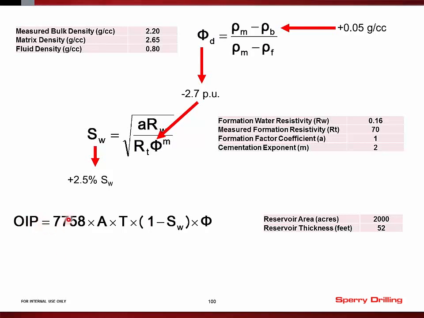The way this is calculated is there's a constant which takes care of the units, the area times the thickness of the reservoir. In this case, with this constant, this is an area in acres and a thickness in feet. You'll find other versions of this equation which use different units for that. But area times thickness is the volume of the reservoir. Multiply that by 1 minus the water saturation, which is the oil saturation, and multiply that by the porosity. So that gives you the total volume of oil in place in the reservoir. And you'll notice that both the water saturation and the porosity come into this.